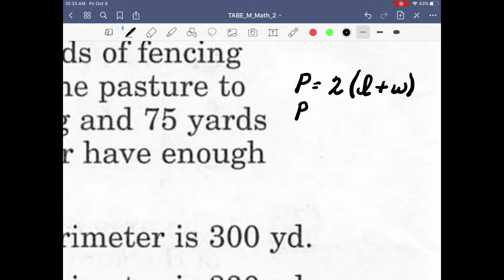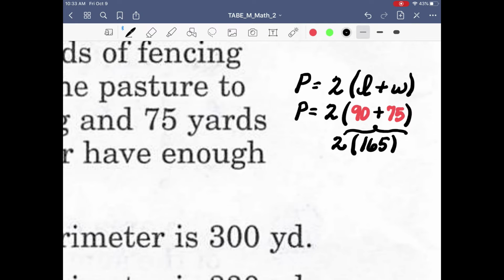So P, perimeter, is 2 times 90 plus 75. So parenthesis first. 90 plus 75 on your calculator is 165. Then multiply that by 2, and guess what you get? Perimeter is 330.